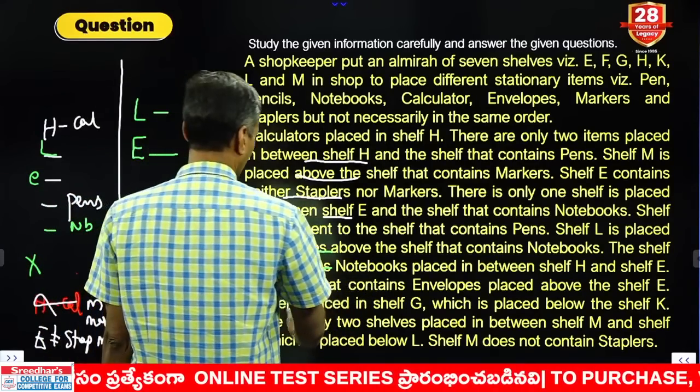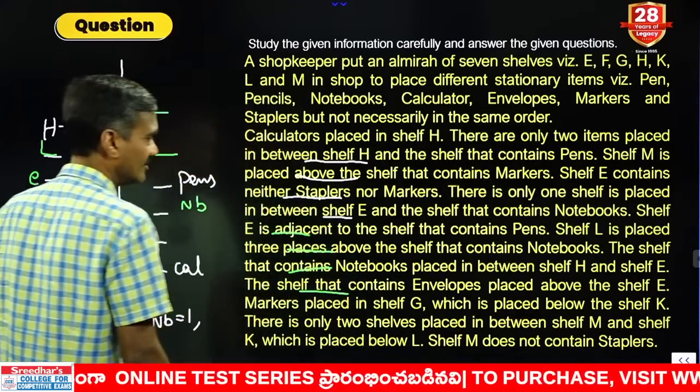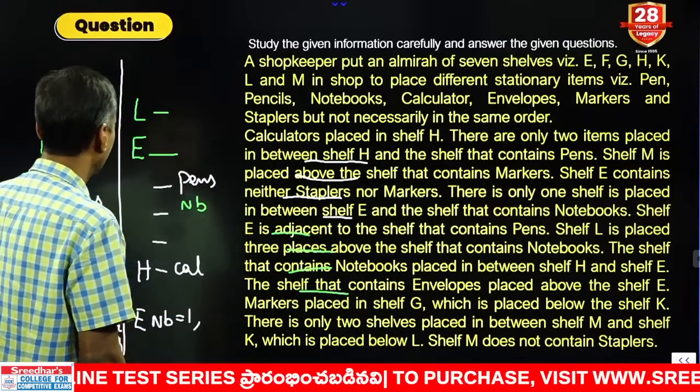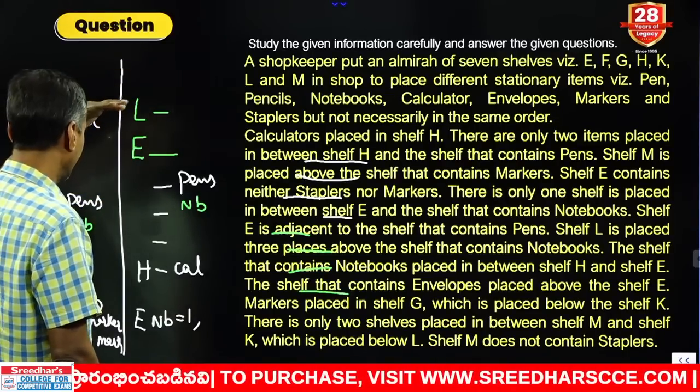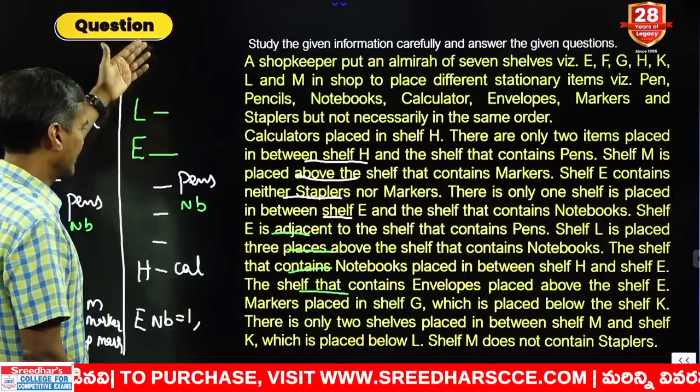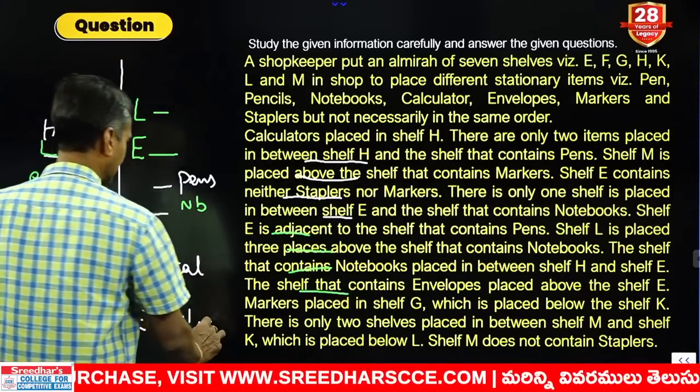And next, the shelf that contains envelope is placed above E. Envelope must be above this one. Maybe L is envelope or above this one, isn't it? Envelope is placed above E.